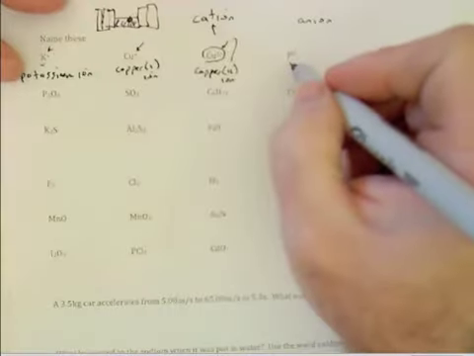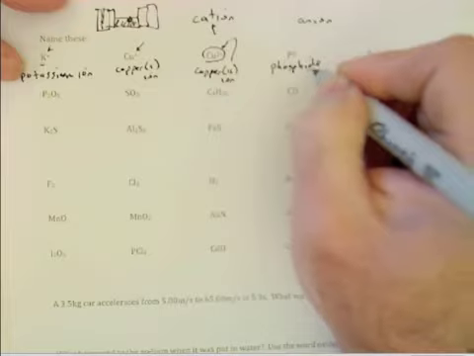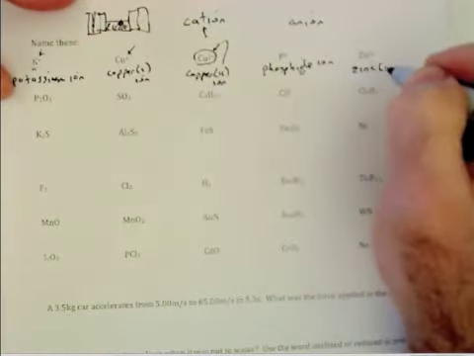Here's P-3. It's an anion. So the anions, we've learned, you change the ending to "ide" and you put the word ion. Now zinc is a transition metal. So it should be zinc 2 ion.